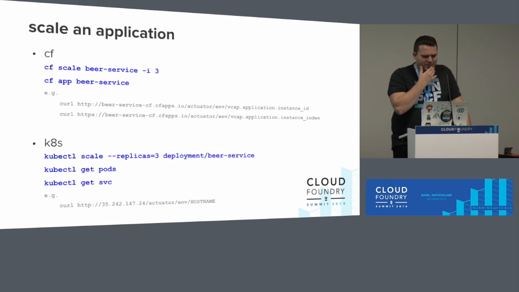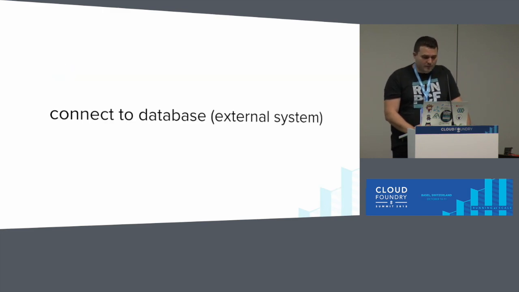I provided here some endpoint entries. They are slightly different. In Kubernetes, we have the environment host name. When we deploy to Cloud Foundry, Cloud Foundry is going to provide some VCAP services, VCAP environment variables, so we can see which instance we are talking to.